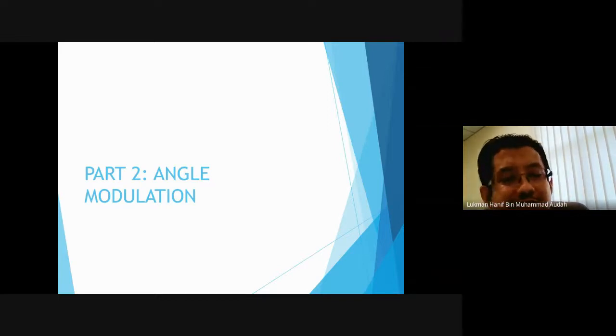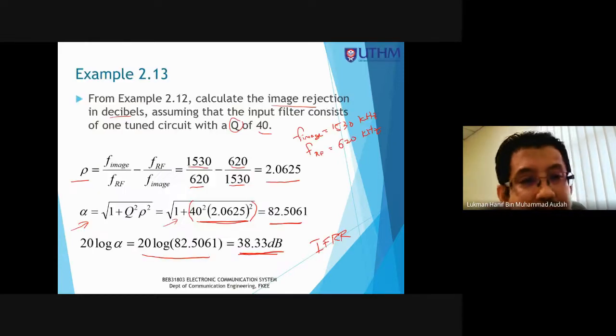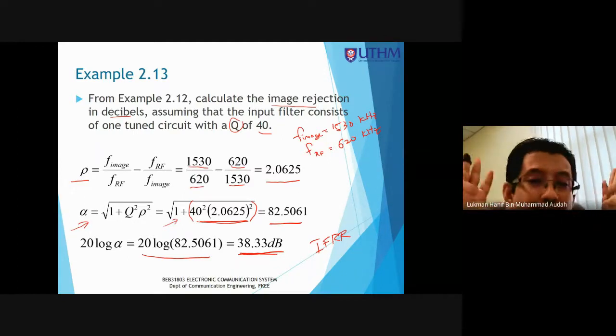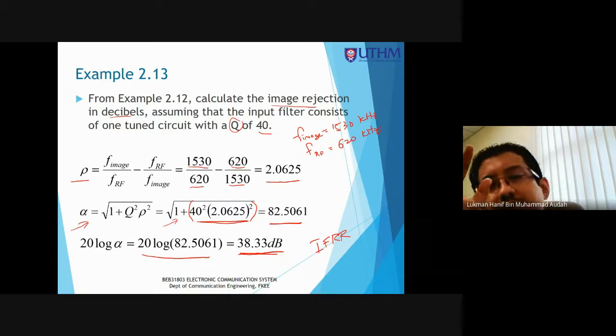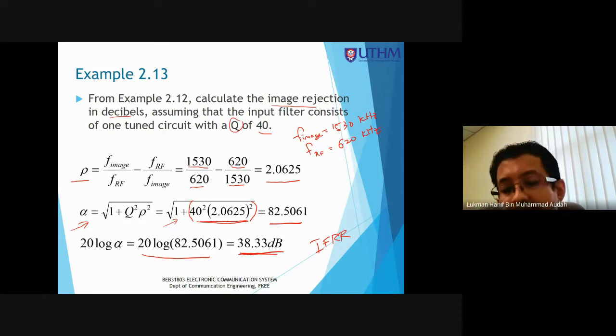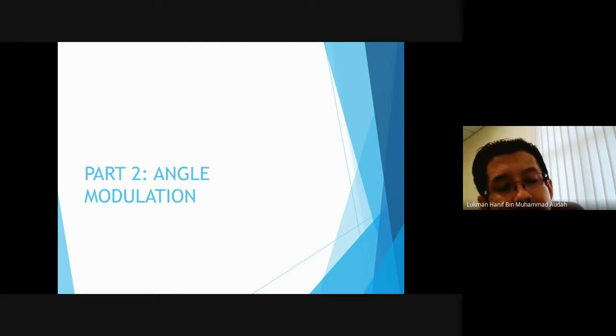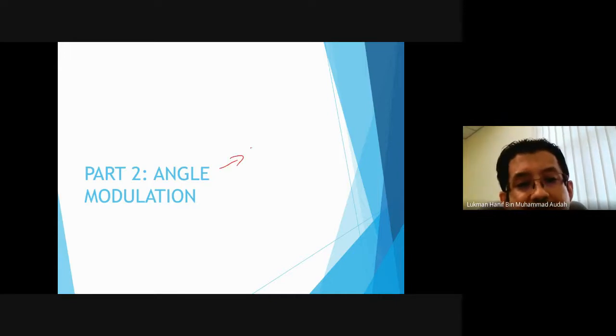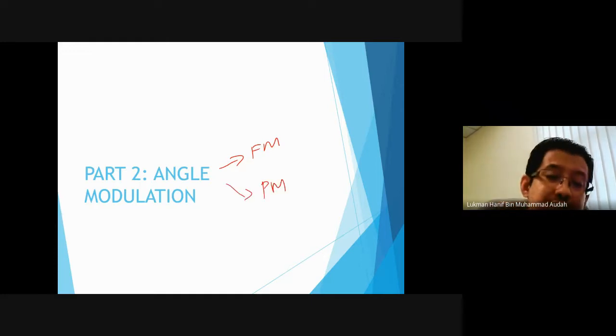So we have, okay, now we move to part 2 of chapter 3. Tadi kita dah lihat tentang AM, sehingga slide ini adalah berkenaan dengan amplitude modulation, iaitu proses mengubah suai amplitude carrier berkadaran dengan perubahan amplitude daripada information signal. And then the second part of chapter 3 is about angle modulation, where we will learn about FM, frequency modulation, and we will learn about PM, phase modulation.